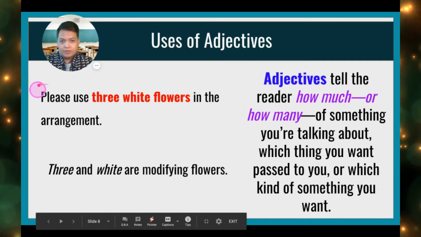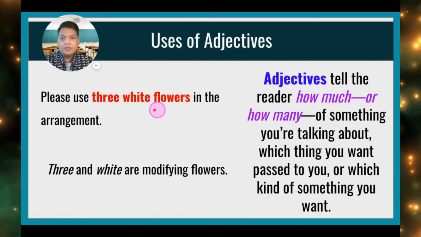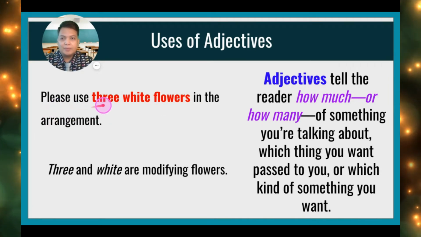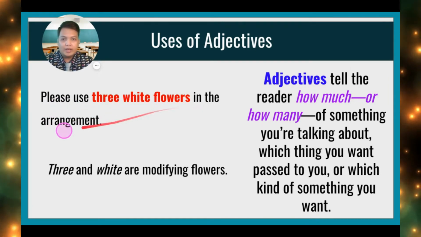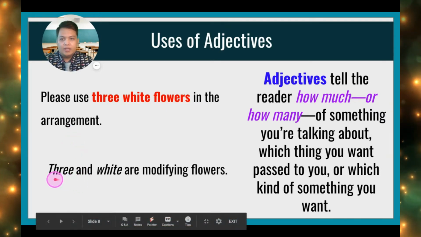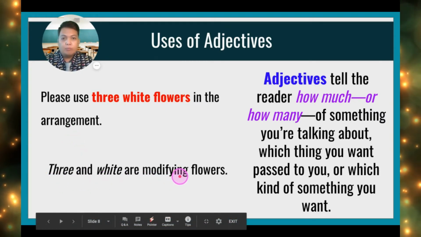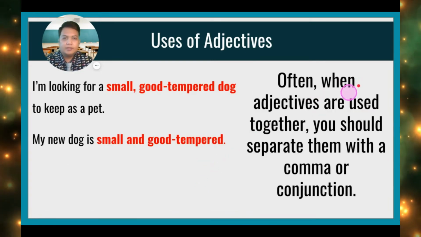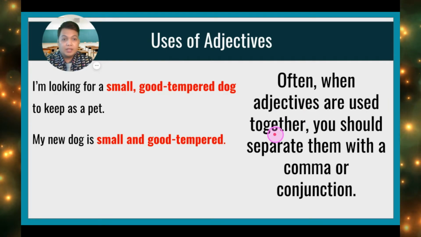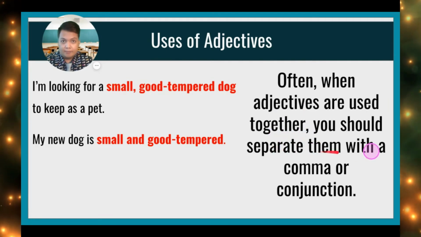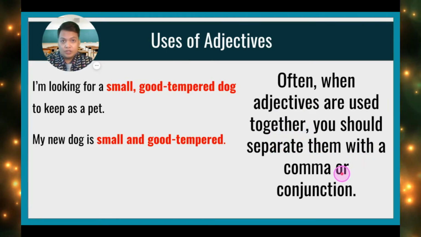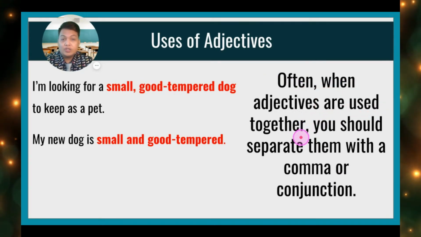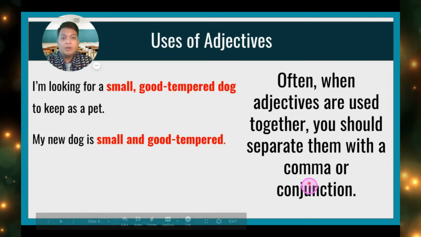So let's look at this example. Please use 3 white flowers in the arrangement. Again, read with me. Please use 3 white flowers in the arrangement. So here, 3 and white are modifying flowers. Next, often when adjectives are used together, you should separate them with a comma or a conjunction.